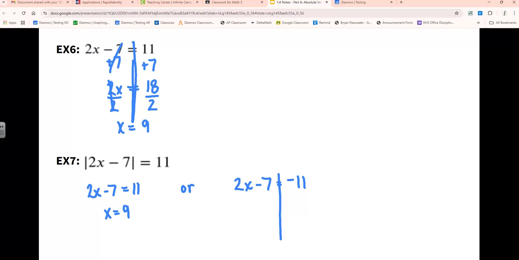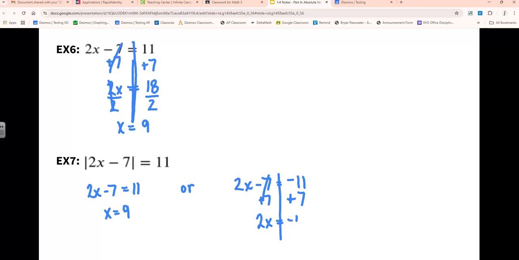So, Jamaja, what would I do first when I'm solving 2x minus 7 equals negative 11? Add that 7. Okay, so I've got 2x equals negative 11 plus 7. What's that going to give us, Jamaja? We've got opposite signs right here. Whenever we have a negative and a positive, we have to subtract the numbers and keep the sign of the bigger. I would love for you to be doing that in your head.